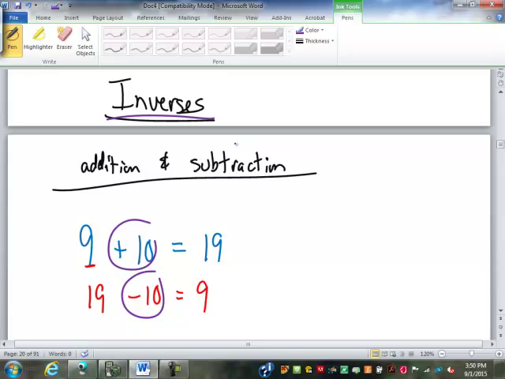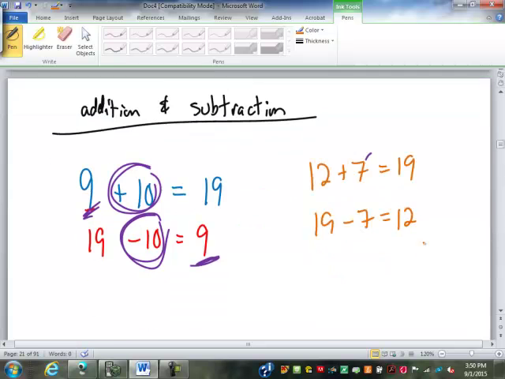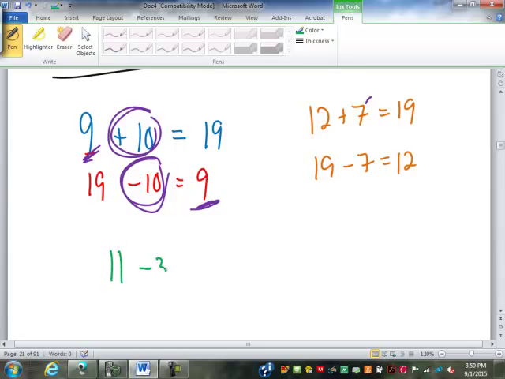That's what inverses do, they undo each other. They reverse each other. Addition and subtraction are inverses. If I add a number and then I subtract that same number, I get right back to where I started. If I have 12 plus 7, I'm going to get 19. Well, if I go 19 minus 7, I am back to 12. Likewise, if I started with subtraction. If I have 11 minus 3, I'm at 8. If I take 8 and add the 3 back to it, I'm back up to 11. I get back to where I started.